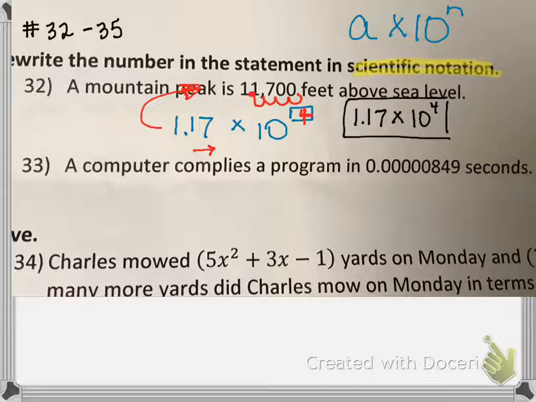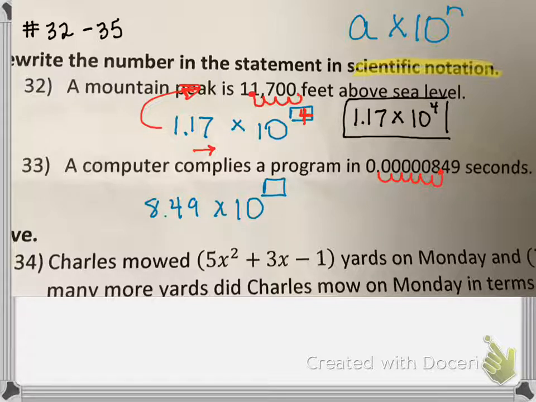So taking a look at 33, we want to get 0.0000849 into scientific notation. So we will move that decimal point until there's 1 digit to the left of it. So 1, 2, 3, 4, 5, 6. New decimal point is right there. We will be left with 8.49 times 10 to some power.